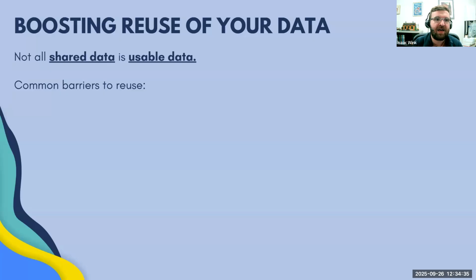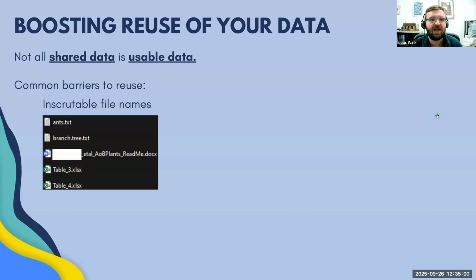And a big reason behind that is that not all shared or published data is actually usable data. And now we're going to talk some about what some of those barriers to reuse look like, and how you can avoid them to make sure that others are actually able to interact with and work with your data. So there are a few different common barriers to reuse that might prevent someone from wanting to work with your data set.